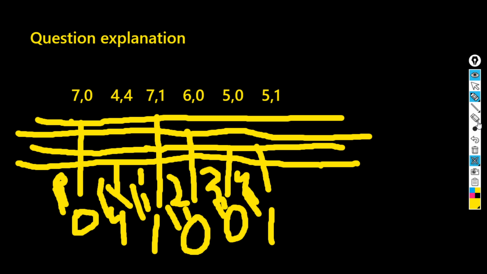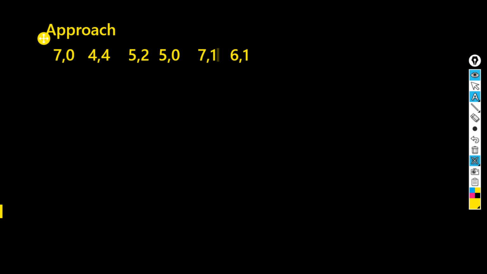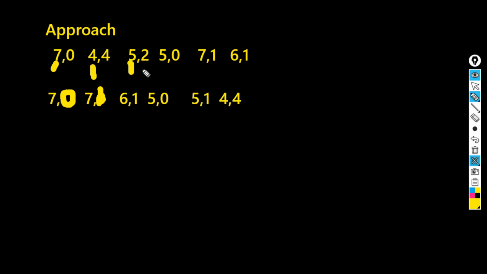So now let's understand the approach. First of all, if we get a question like this, we have to sort according to its 0 index, and the second priority will be its first index. So how we have to sort: we sort according to the 0 index in descending order. First 7 will come, then 7, then 6, then 5, then 5, then 4. Whereas according to the 1 index we sort in ascending order. First 0 will come, then 1 will come. So this is how we have to sort.